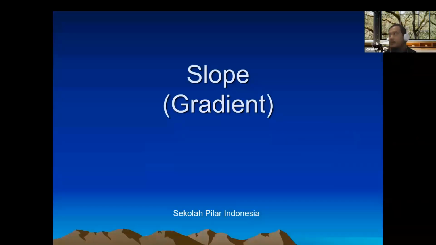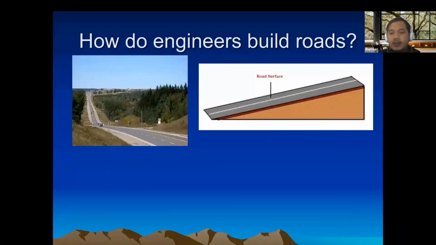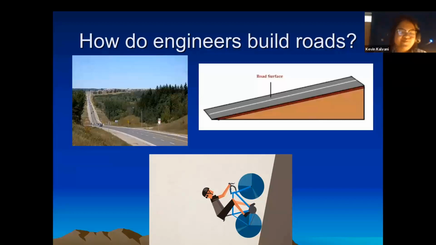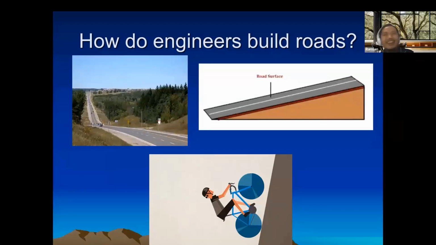Okay, guys. So this is what we are going to learn today. A quick question. What do you think if the road is like this? I would like to ask Kevin. What do you think, Kevin, will happen to this biker? It would probably go downwards because the gravity is too strong, probably. Yes, very good.